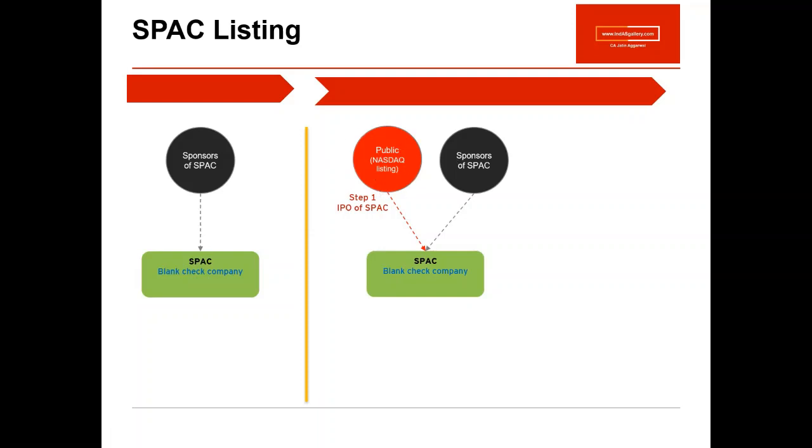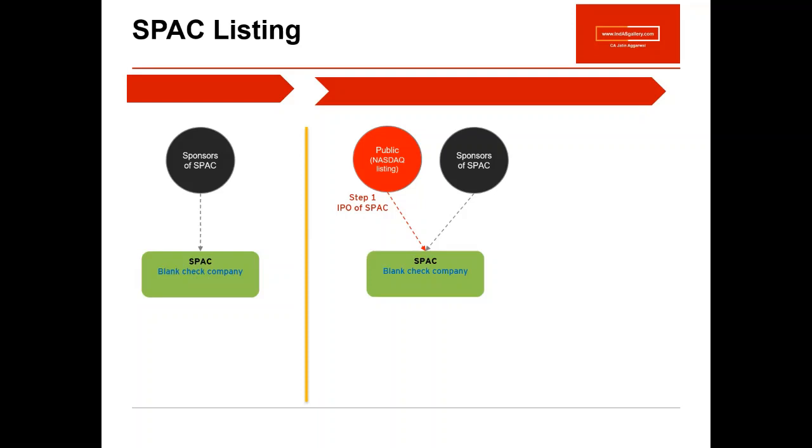The next question that comes into everybody's mind is, why would the public invest in a company which is blank and does not have any operations? This is not a normal offering. When this IPO is taking place, the public is well aware that they are investing in a special purpose acquisition company. All the money invested gets accumulated in a separate account.